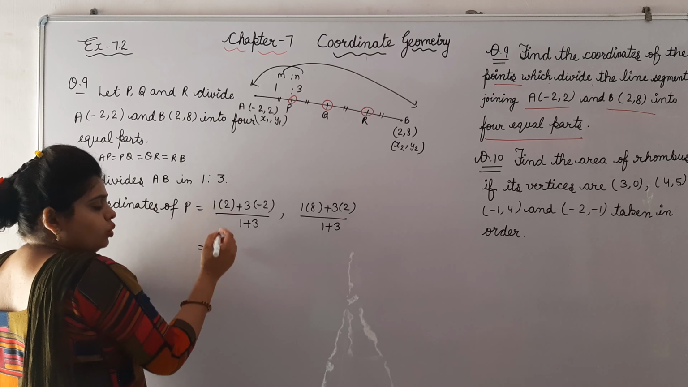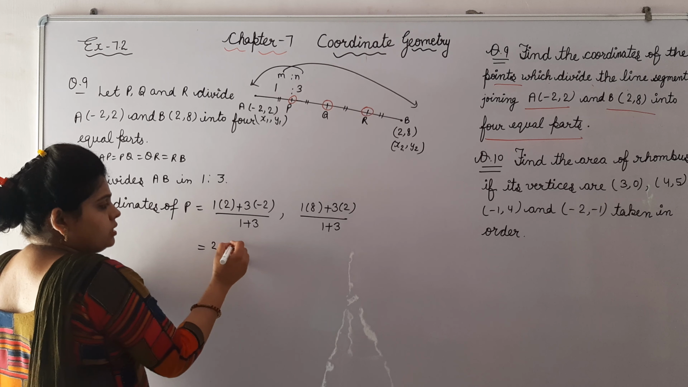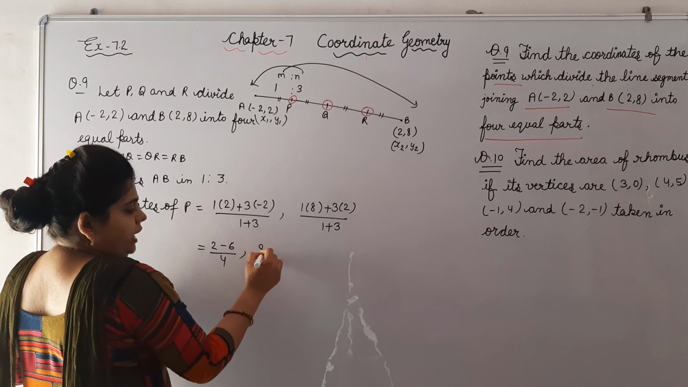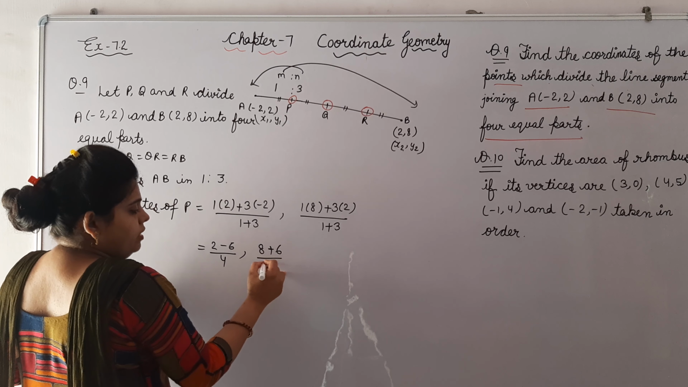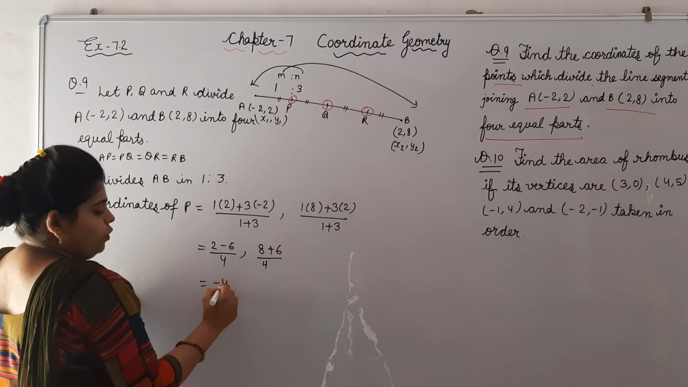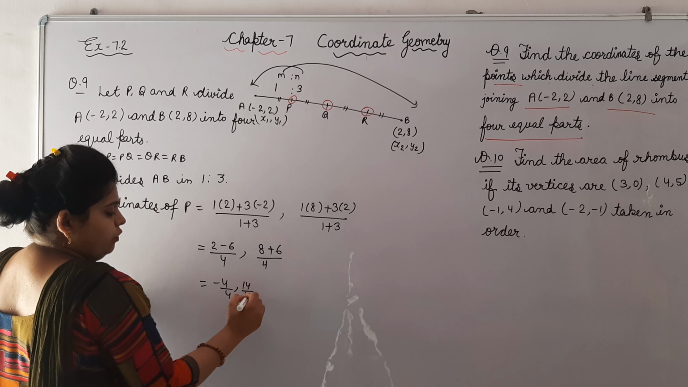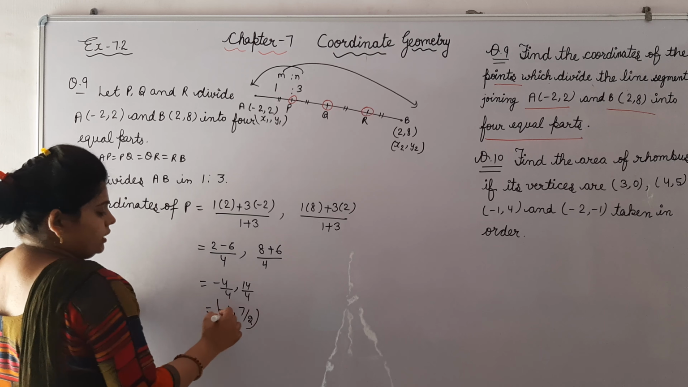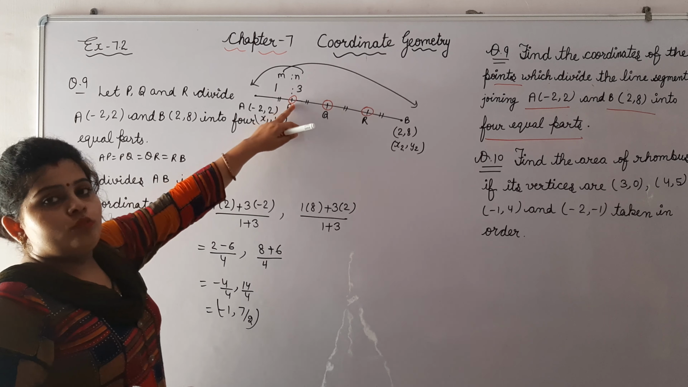What will come? 2 minus 6 divided by 4. From here 8 plus 6 divided by 4. Minus 4 by 4, 14 by 4. So what is left? -1, 7 by 2. These are the coordinates of P.